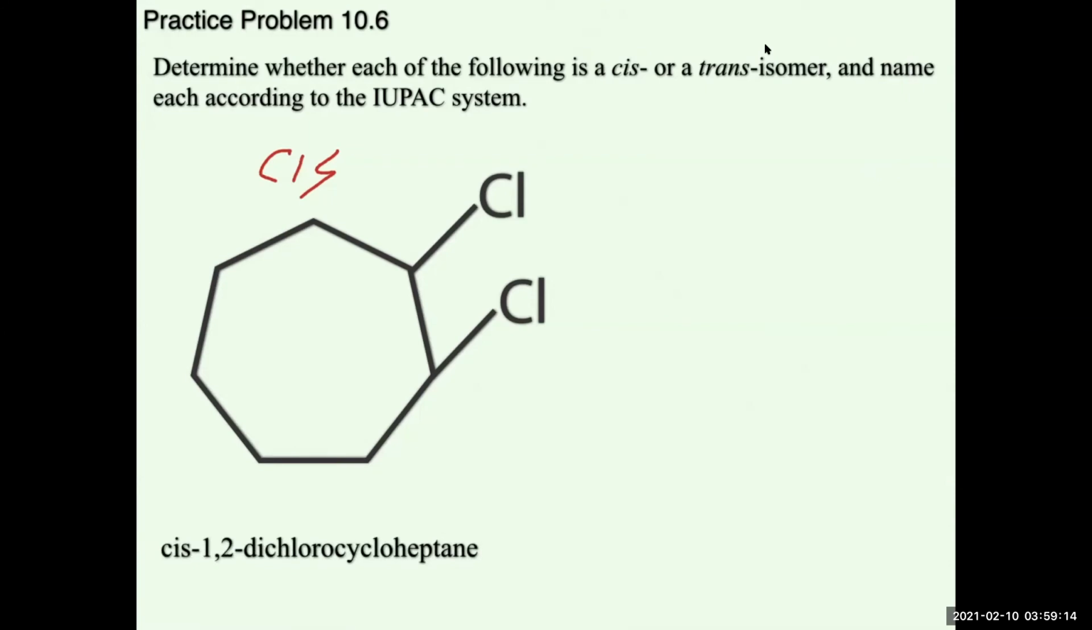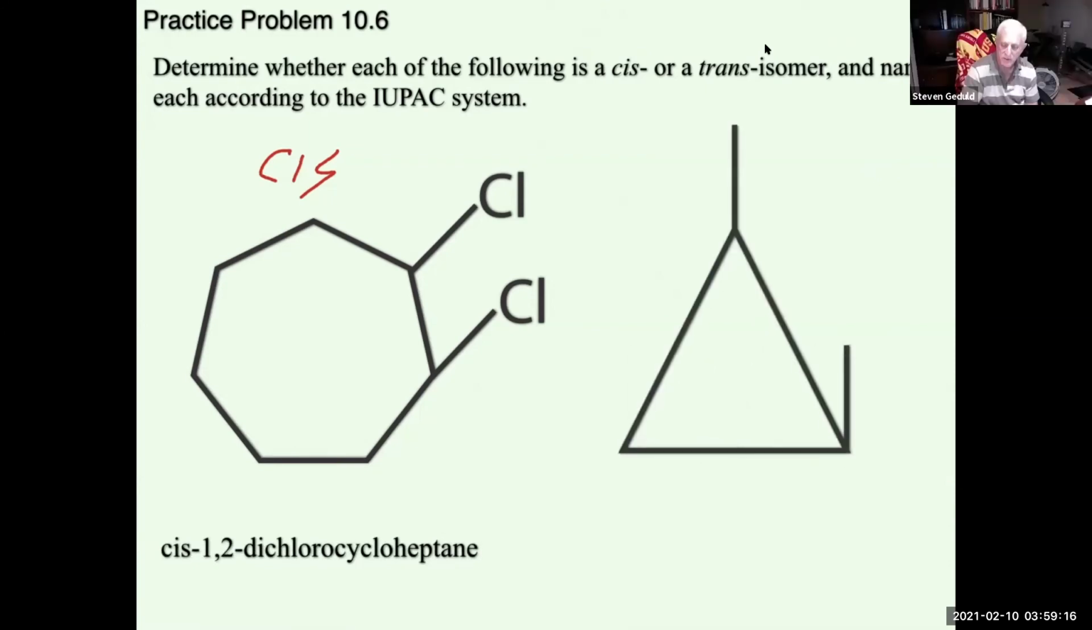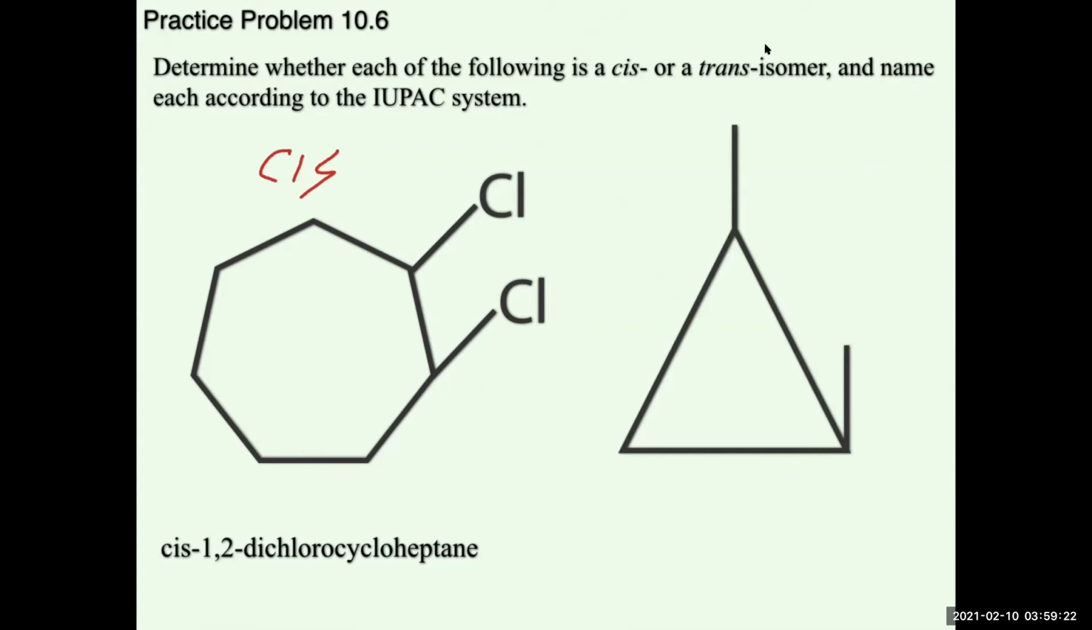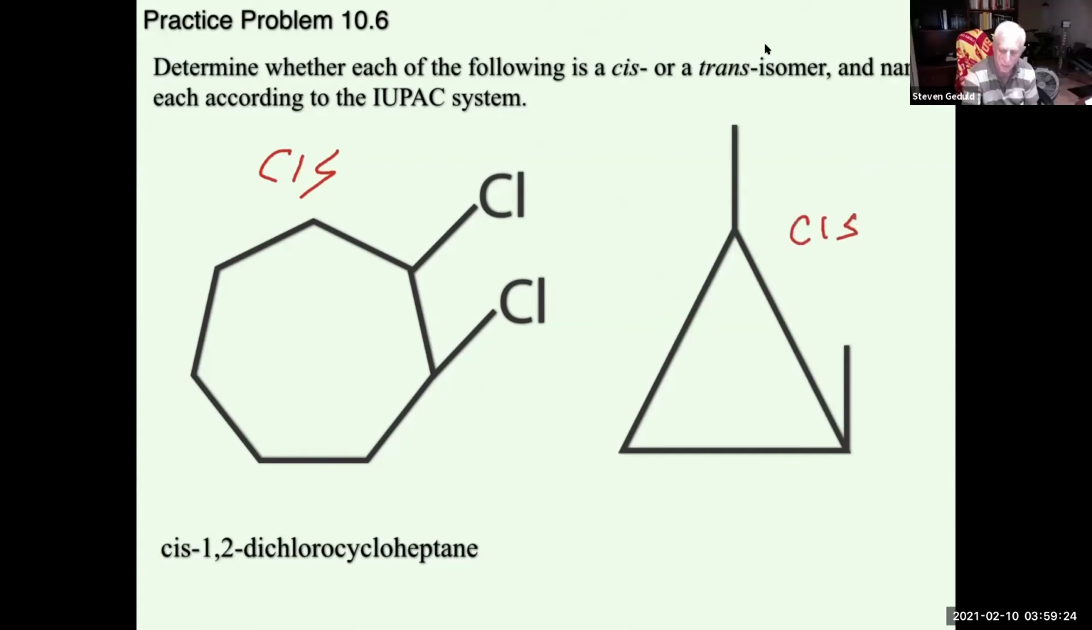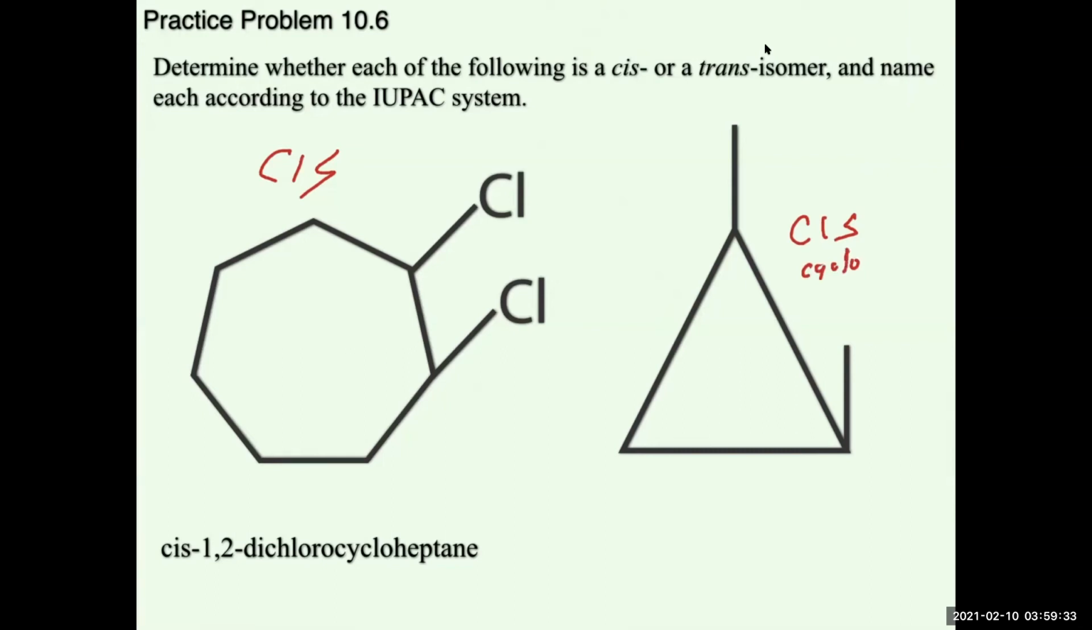Okay. And the next one, cis or trans? Cis, because they're both pointing up. And this is a cyclo what? How many carbons? 3. Propane. So cyclopropane.